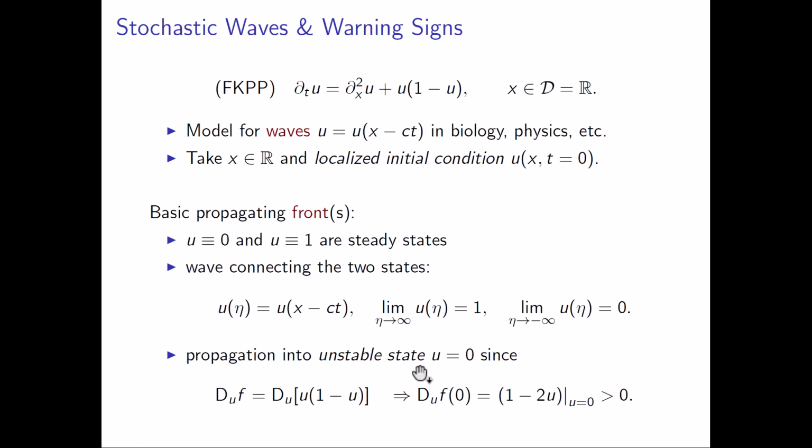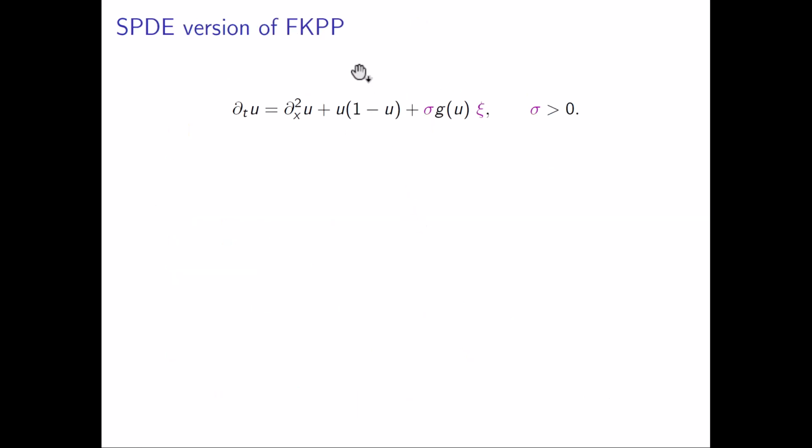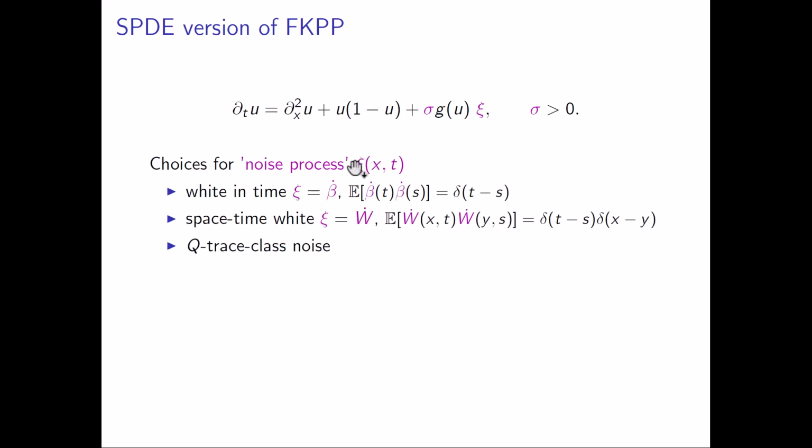And then you could check, okay, there's a front. But what about warning signs for changes in this front? Even this is possible. So let's suppose we have the Fisher equation with noise. You can choose various noises. You can choose something that's white in time but completely independent of space. You could use space-time white noise. You could use Q-trace class noise.